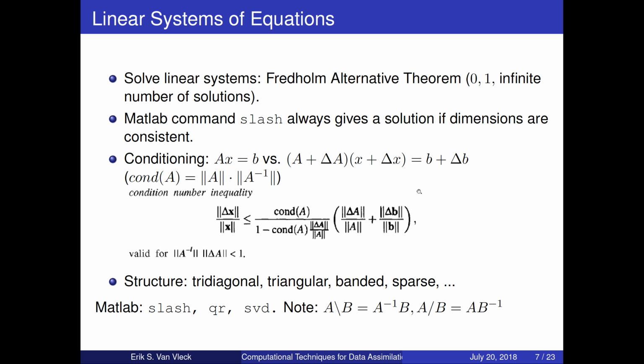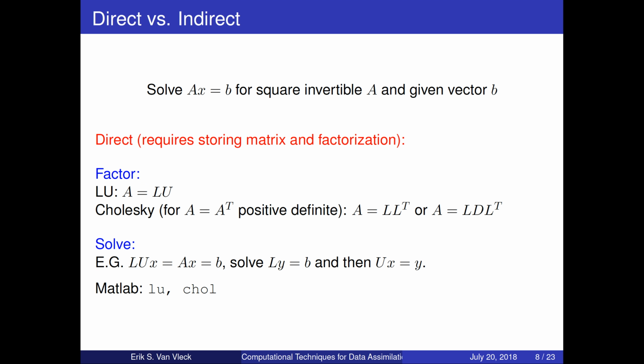So we often try to make use of the structure of problems to do more efficient computation. Among the structures that are important are tridiagonal, triangular systems, banded, and sparse. So among the MATLAB commands for the solution of linear system of equations and related things are slash, QR, and SVD. And note here the difference between the forward slash and the backward slash in MATLAB. So there's roughly two main types of solution techniques for solving invertible linear systems of equations.